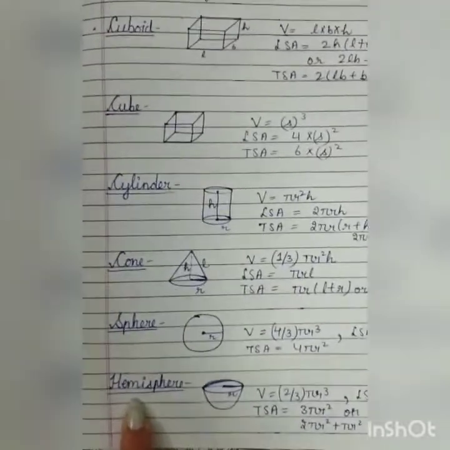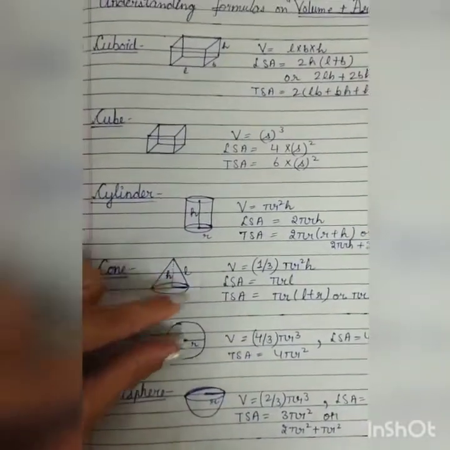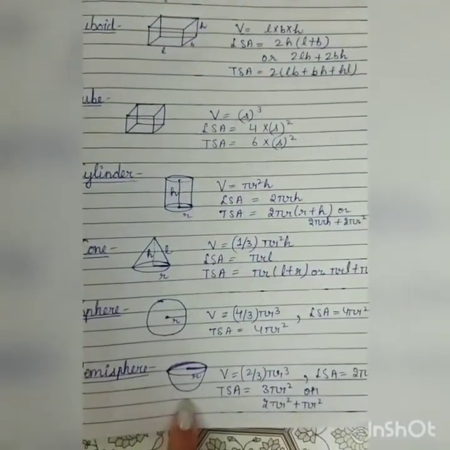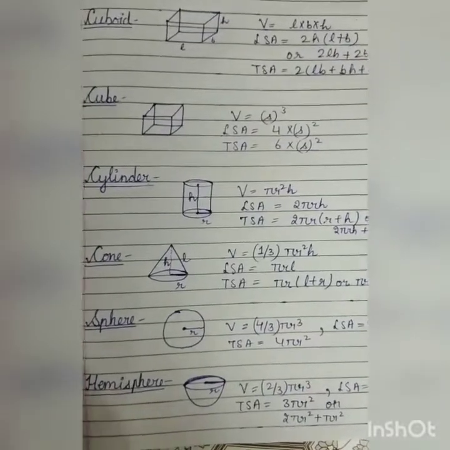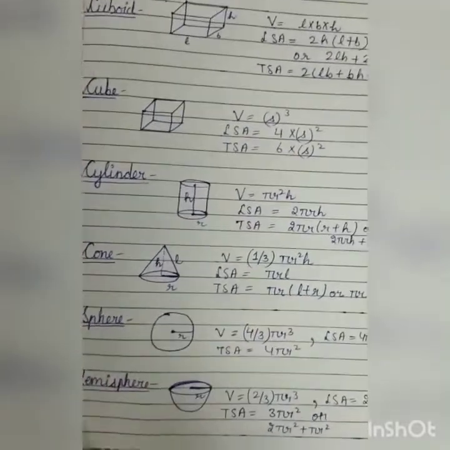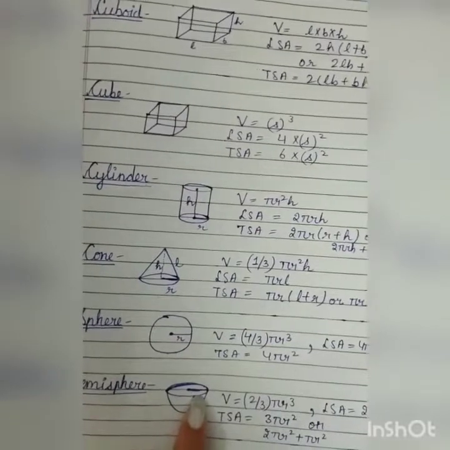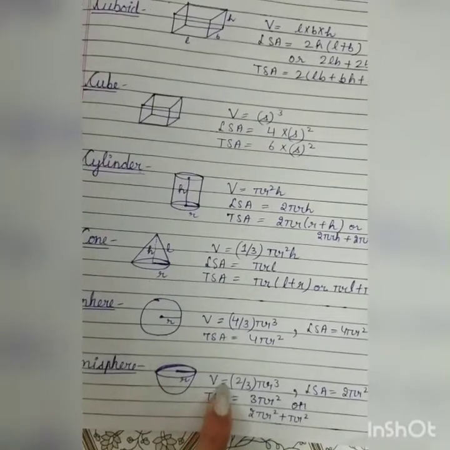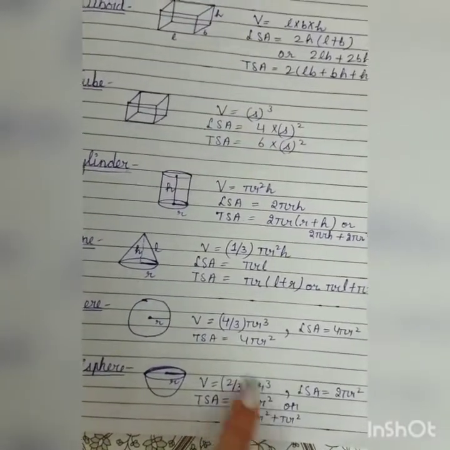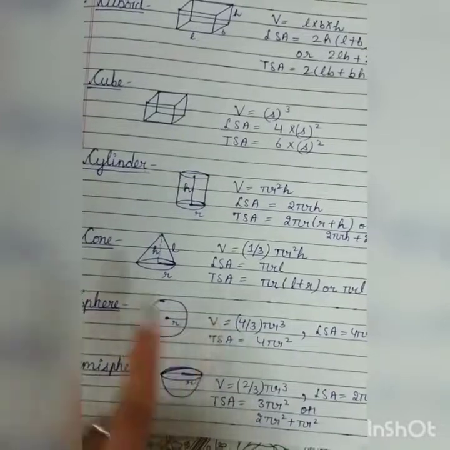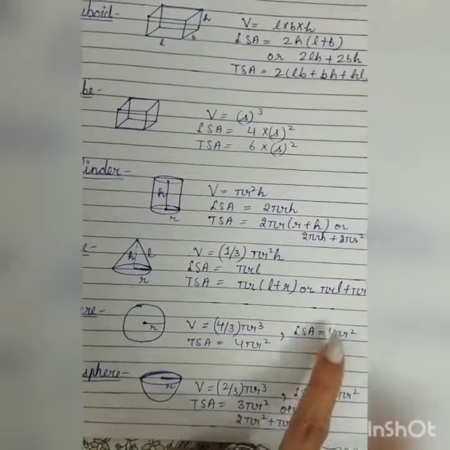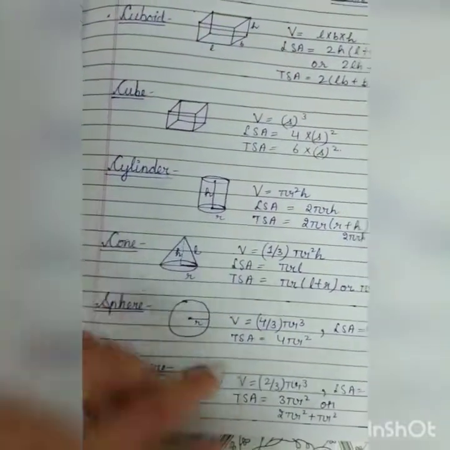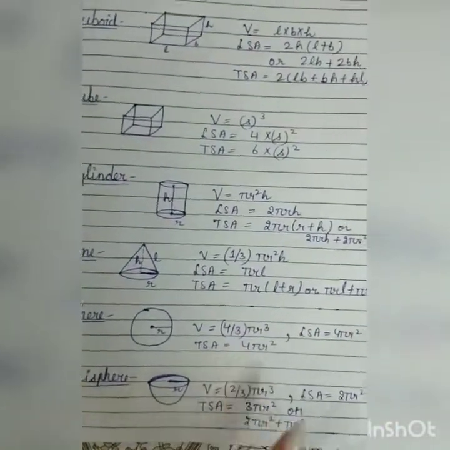And the last one is hemisphere. Hemisphere is a part of sphere. If you cut the sphere in half, you will get the hemisphere. You have seen a bowl in your home, so you know the shape of hemisphere now. So again, it has only the radius, no height or length or breadth or any side. Its volume is 2 by 3 pi r cube, half of the sphere's volume. And then the lateral surface area is half of the sphere's, that is 2 pi r square, because hemisphere is a half part of sphere, so the formula will be divided by 2.